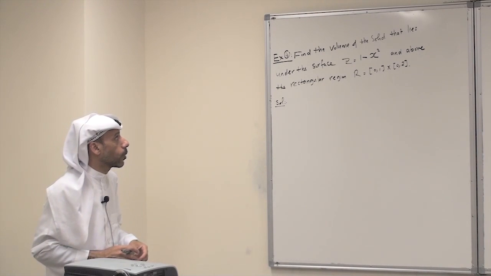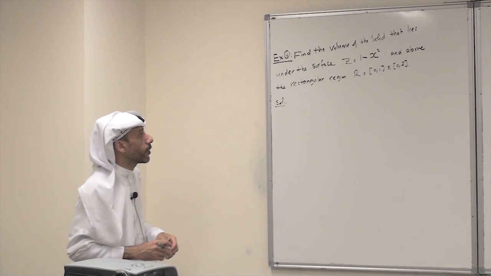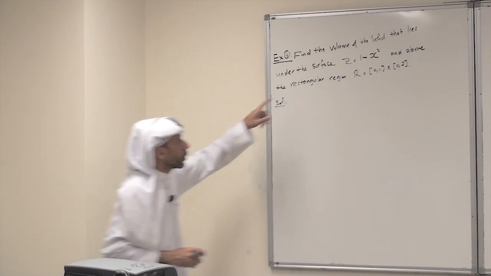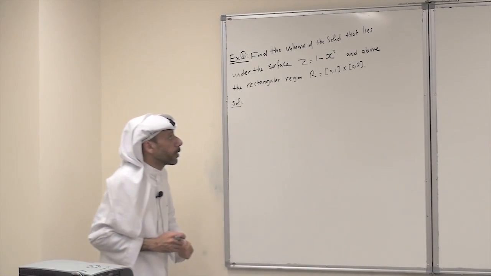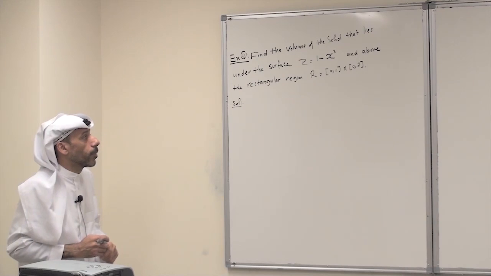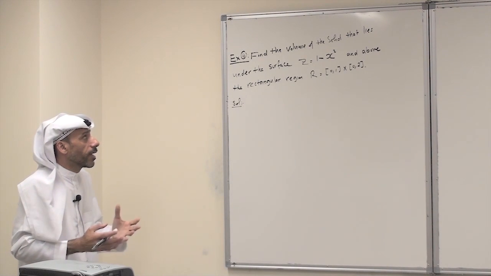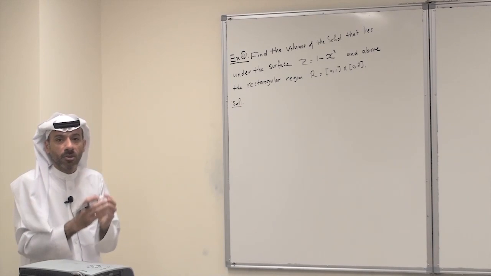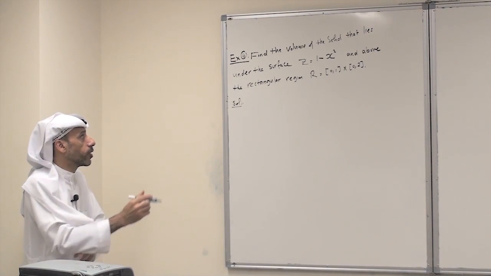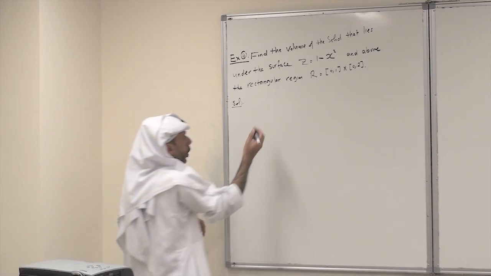Okay. Let's consider the following problem. Find the volume of the solid that lies under the surface z equals 1 minus x squared and above the rectangular region R, 0 to 1 by 0 to 2. Again, a volume problem. It is better just to try to draw a picture or draw the solid of the problem. So we have the following.